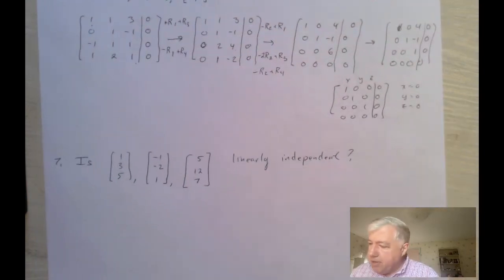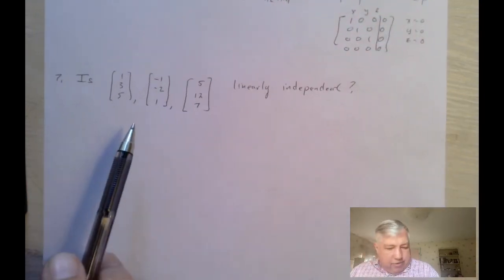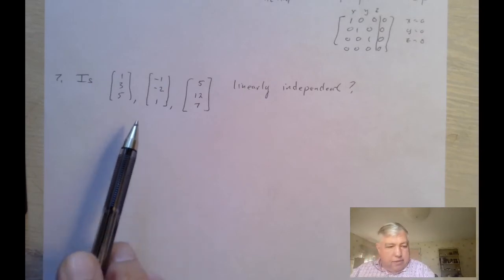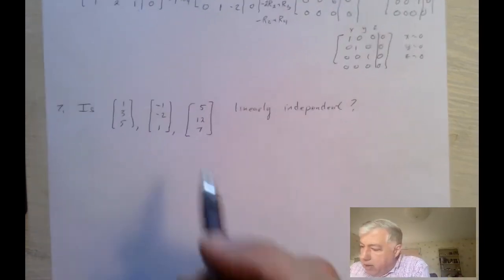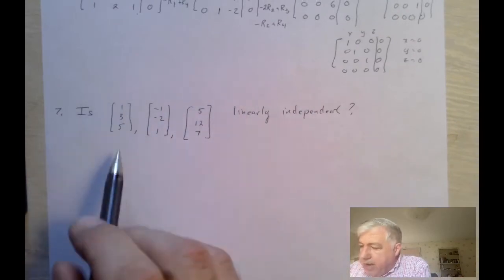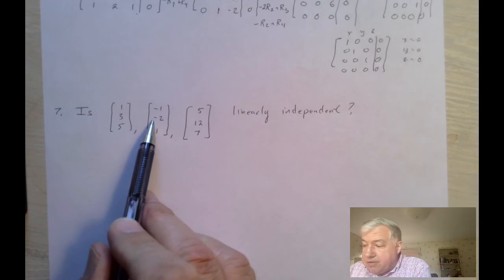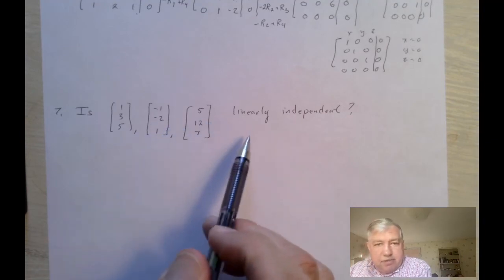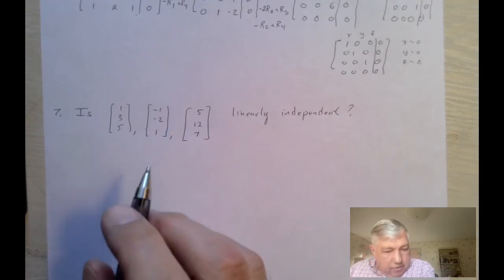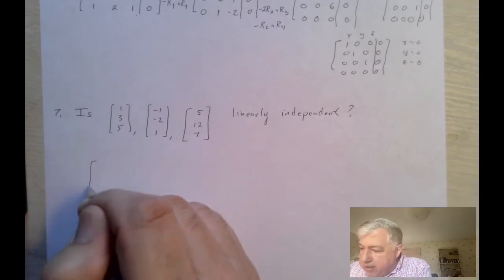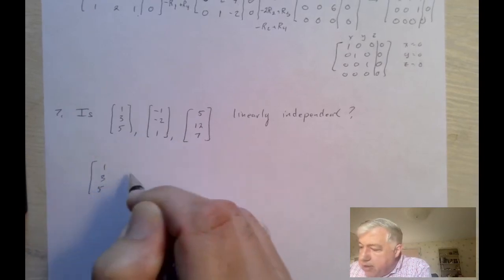So let's try this one. Number 7, are these linearly independent? Okay, well, do the same thing. Again, we want an x, y, z, so x times this vector plus y times this vector plus z times this vector is 0. And once again, let's set up the augmented matrix.